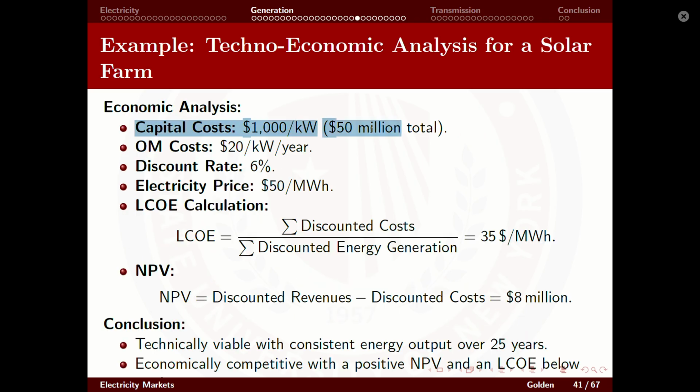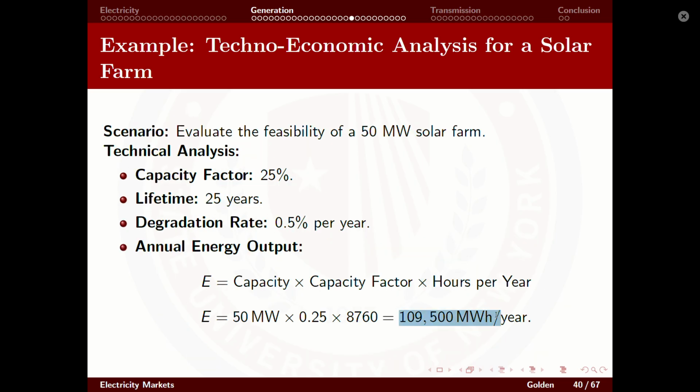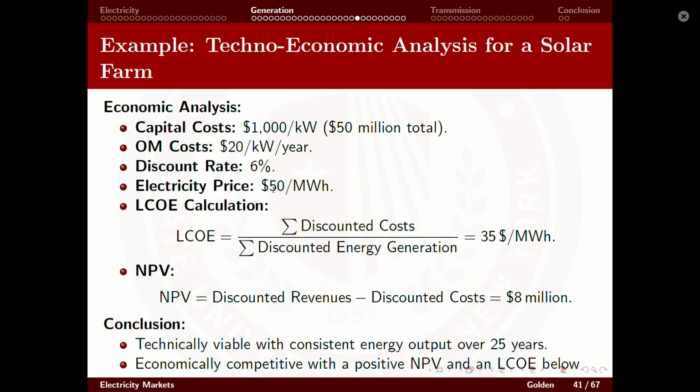Then on top, you have the economic analysis, which has capital costs, operating and maintenance costs, and the discount rate, which is not something I think a lot of engineers at the lower levels think about. But the engineers I know at the top levels are thinking about the interest rate and the discount rate all the time. Then you have the electricity price and the LCOE calculation: discounted costs over discounted energy generation. You put in the discount rate as 6%, you have your discounted costs, and you get out $35 per megawatt hour.